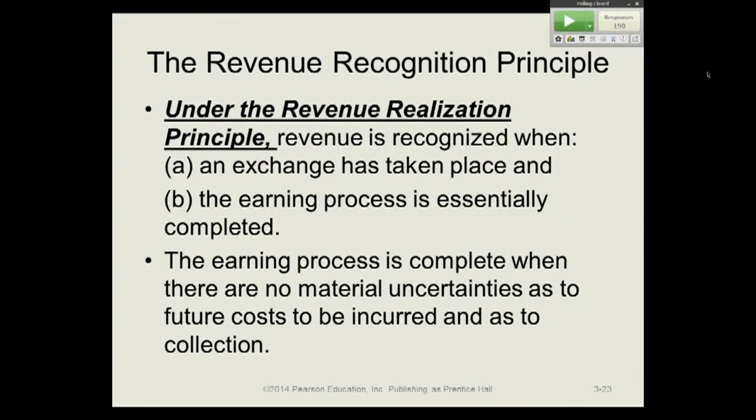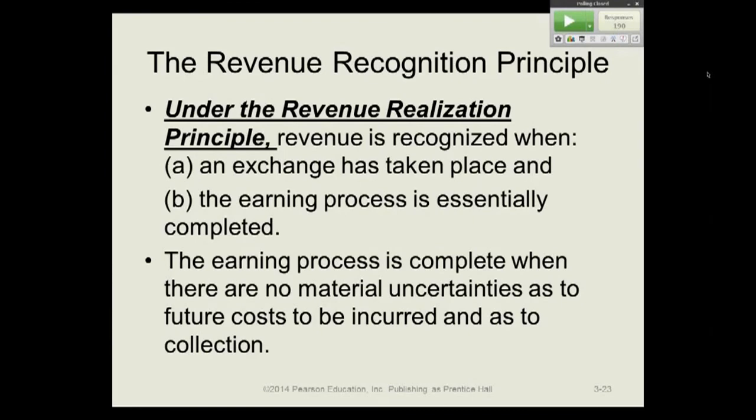When you look at revenue recognition, in order to recognize revenue you have to have an exchange, and the earning process has to be substantially completed. An exchange means an exchange of goods for a promise to pay, an account receivable. An exchange can also be an exchange of contractual promises. The earning process is essentially complete when there are no uncertainties as to future costs and to collection.